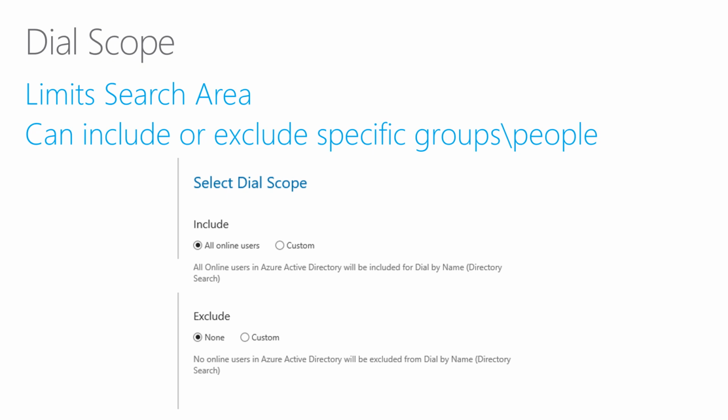So the dial scope, we talked a little bit about that. This limits your search area. You can include or exclude specific groups or people. The nice thing you can do is, for example, you can select a dial scope and say, I want to be able to search all online users, and then exclude a custom group, and your custom group would be your management.